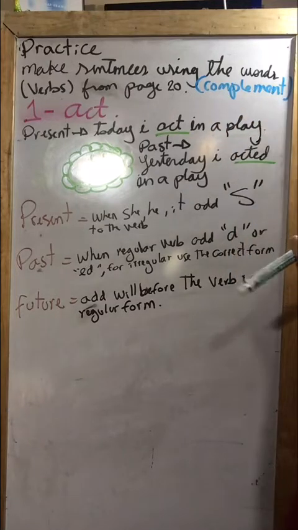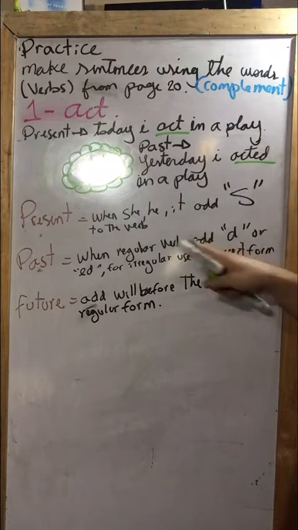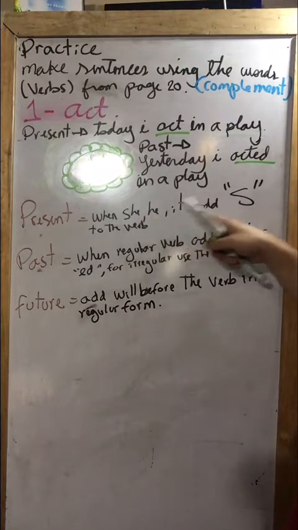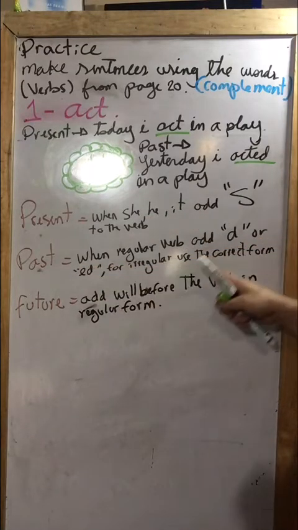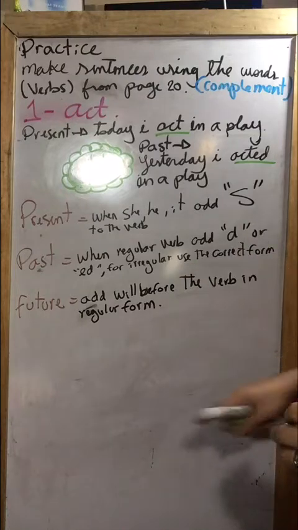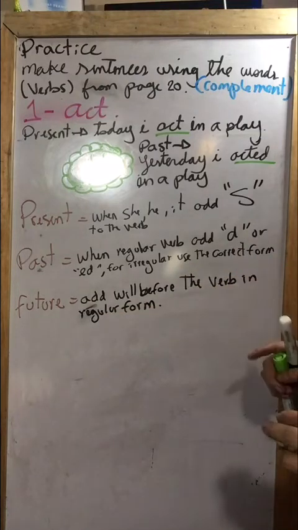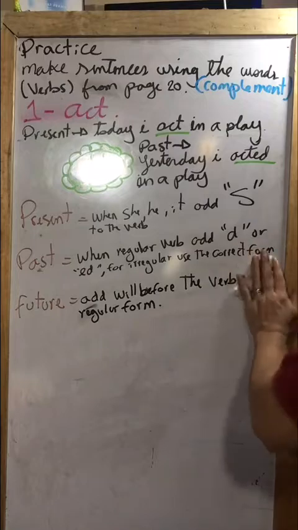Okay, I'm going to erase the rules. Remember, for present, for she, he, it, add s. For past, add ed, or the irregular form, and for future, add will before the verb in regular form.